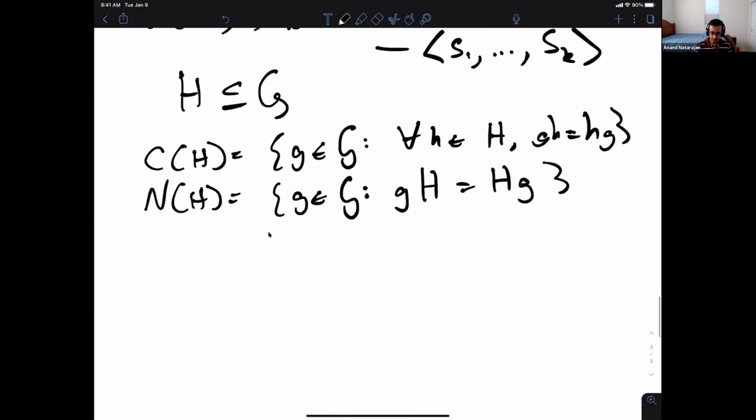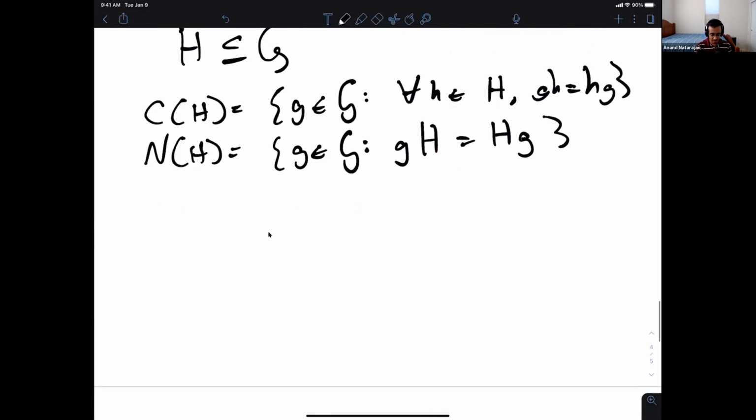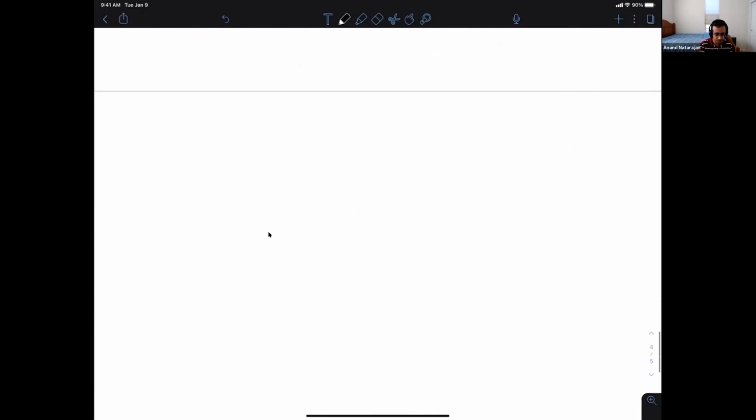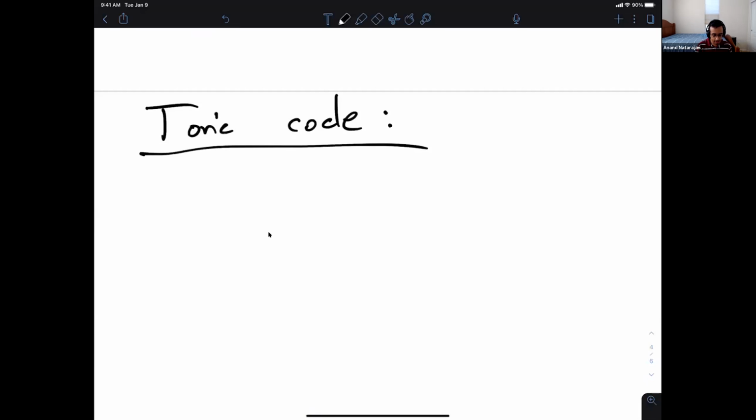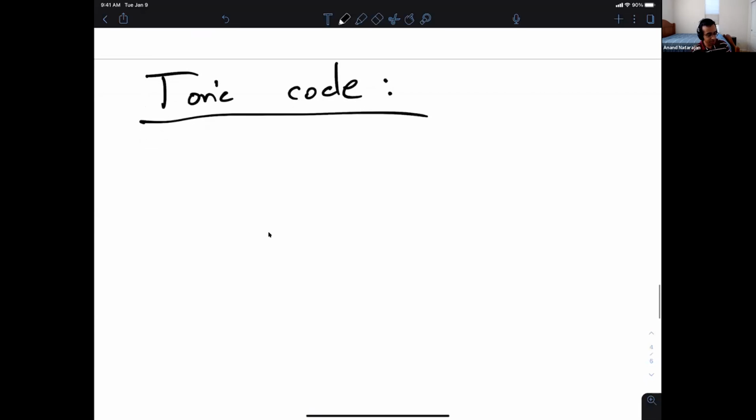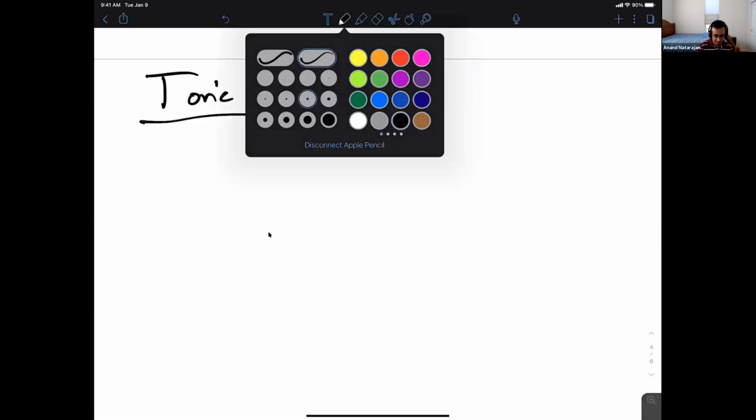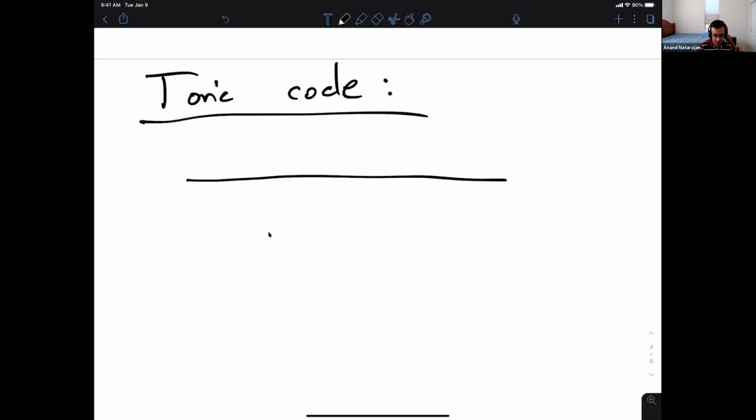So let's draw some toruses. The toric code is going to be an example of a stabilizer code, where the qubits are going to be laid out in a particular geometric way. So they're going to be laid out on a torus. And now I am very bad at drawing, so this is probably going to be a disaster. But let's see if I can do this.